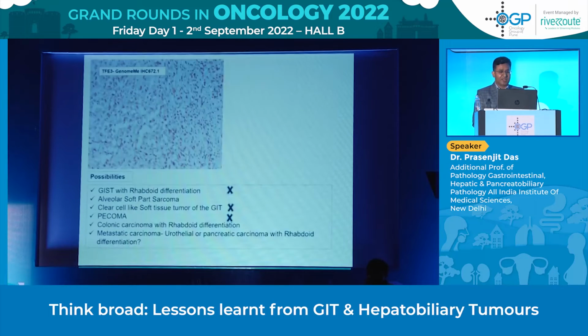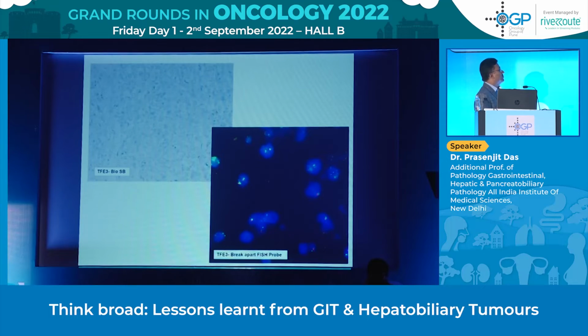Synaptophysin and chromogranin were negative, and this is the TFE3 stain, the clone I used the first time because we kept a possibility of alveolar soft part sarcoma, and it came diffusely positive. So based on this, we could rule out some tumors. Now, based on this positivity, alveolar soft part sarcoma was still there. However, as EMA and other keratin were positive, we also kept a possibility alive: colon carcinoma with rhabdoid differentiation, we still kept considering. And for the same reason, we did another TFE3 stain with a clone of BioSB, and that came negative.